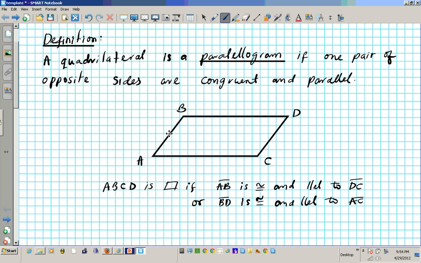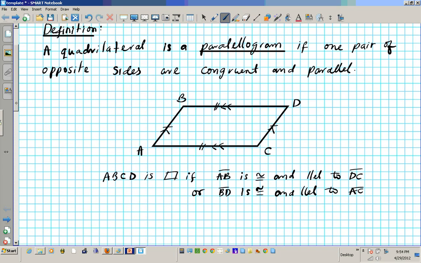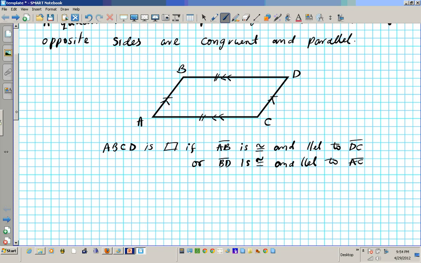So what does that look like here? AB is congruent to DC, so we can just put one tick mark there. Parallel means that we can just put one arrow. That shows that it's a parallelogram. Or alternatively, we can compare AC and BD. We'll put two tick marks here and then two arrows here. That shows that the opposite sides are congruent and parallel, and that is what it means to be a parallelogram. So let's consider this within the context of an example.